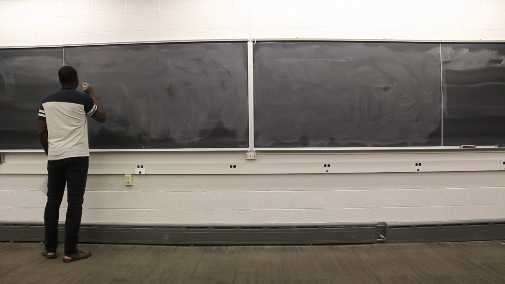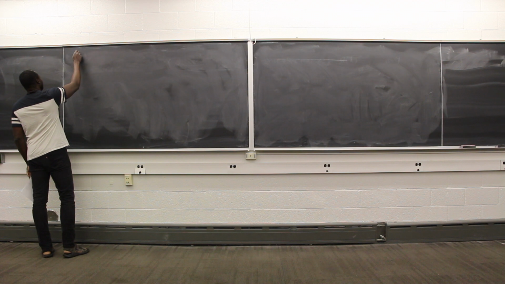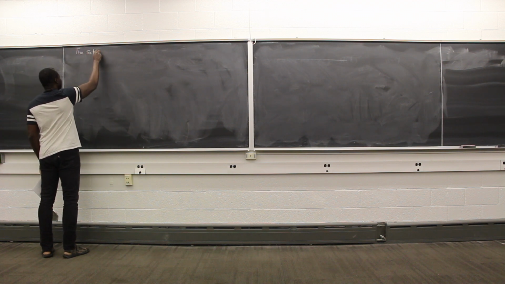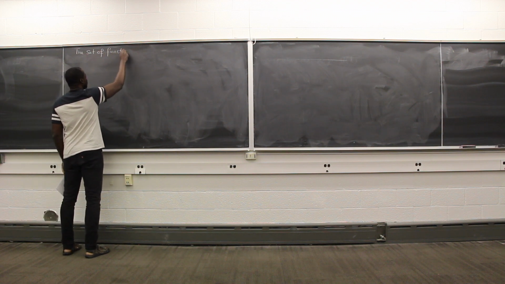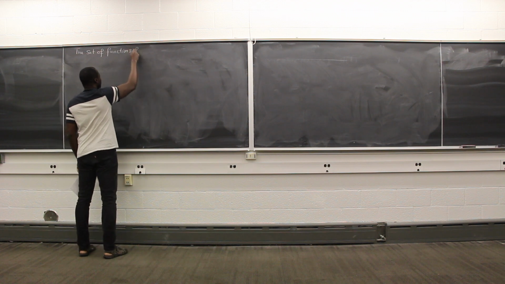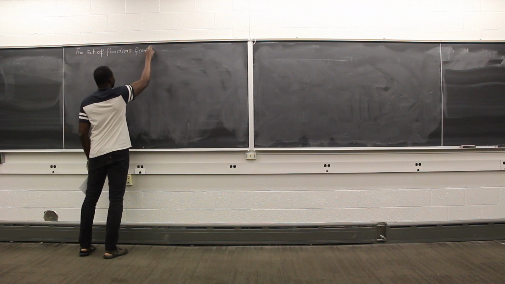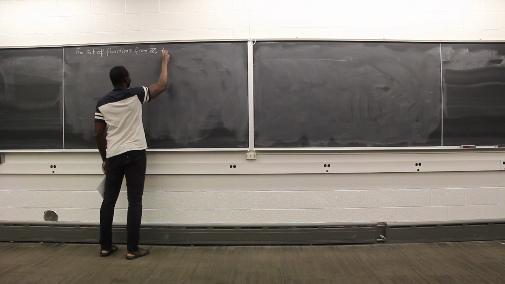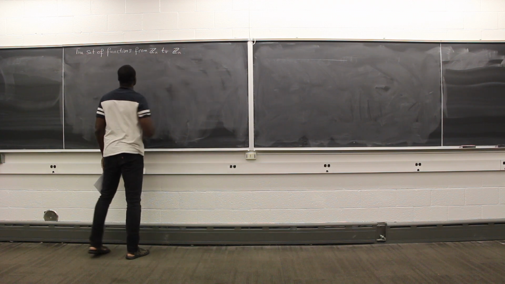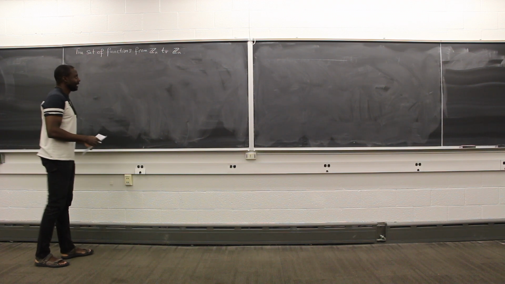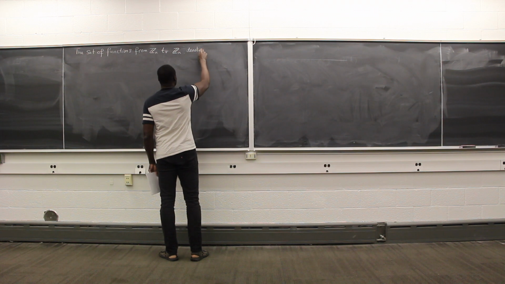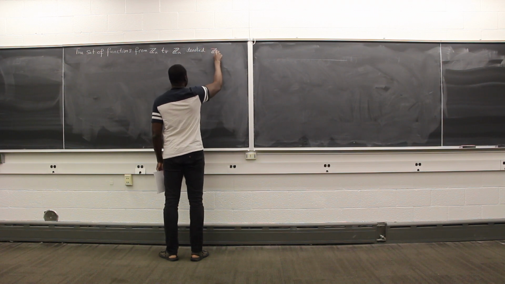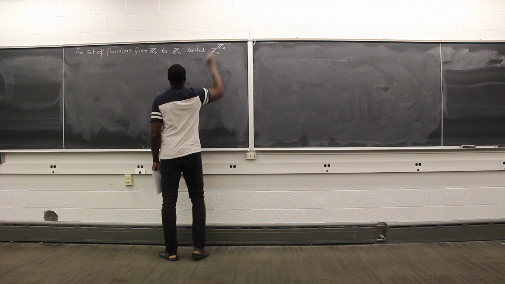So a few things we need to describe and recap what we did last time. The main characters of this whole story are the set of functions from Zn to Zn. Okay, so these are the objects. And this set will be denoted, for the purpose of this presentation, Zn to the Zn.